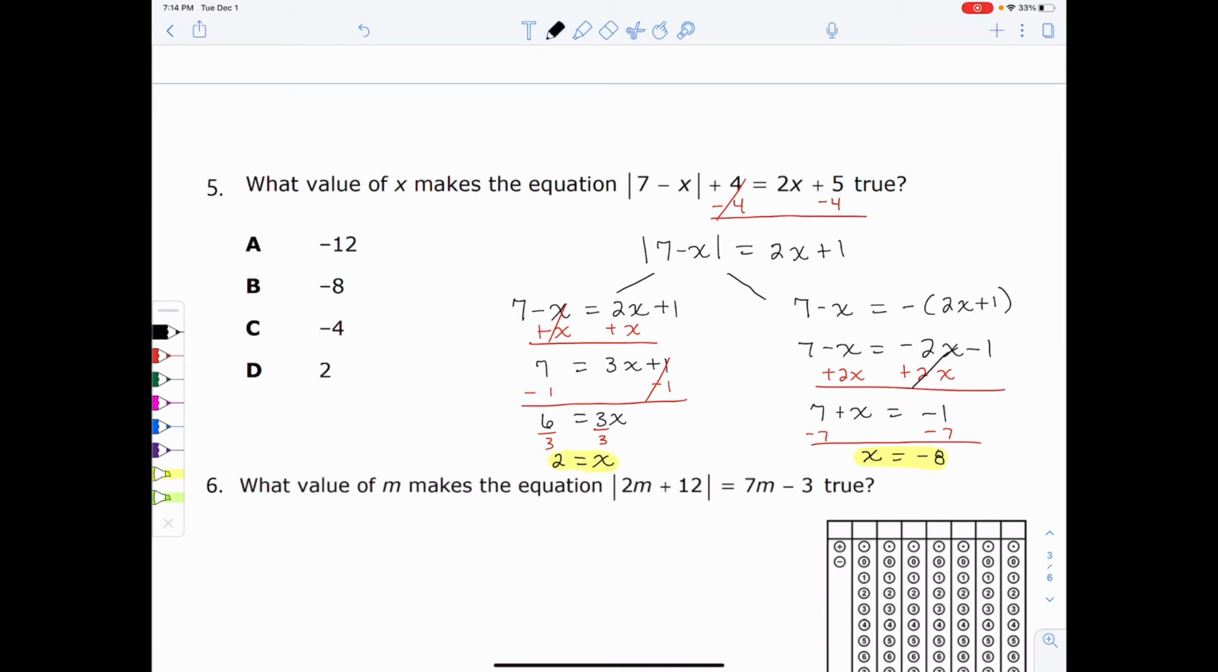If I plug in 2 in place of x, right? So if I plug in 2, that would be the absolute value of 7 minus 2, plus 4. And that should equal 2 times x, so 2 times 2 plus 5. All right. 7 minus 2 is 5. And the absolute value of 5 is 5. So that gives me 5 plus 4 equals, that would be 4 plus 5. And that gives me 9 equals 9. Sweet. So x equals 2 makes the equation true.